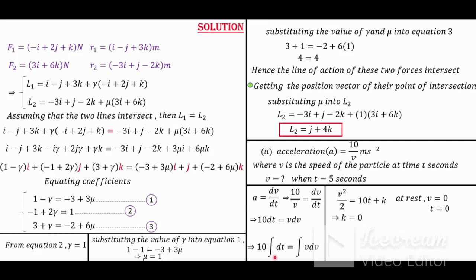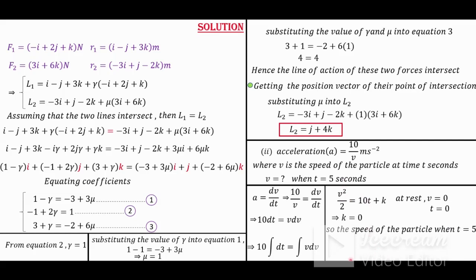If you wanted to put in the boundaries, you would include 0 to t, then 0 to 5, and here 0 to v, from which you get v. Or you can pass through this method, that is, getting the constant of integration k, and then substituting it into this equation to find the value of v for which the time t equals 5 seconds.